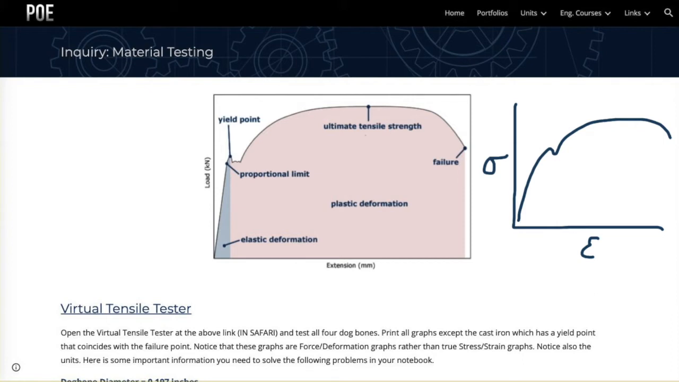It's actually load or force. Load is force. It's force versus the extension, how far it stretches something. So it gives you the same kind of looking graph, but normally what we want is stress-strain curves, and you're going to actually have to convert all this stuff to stress and strain.